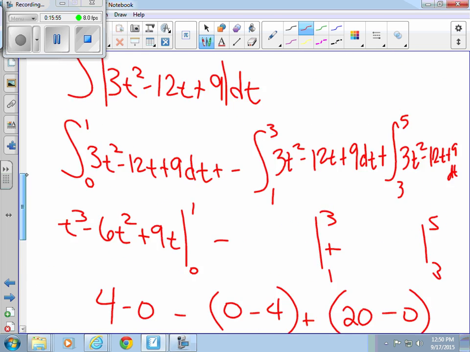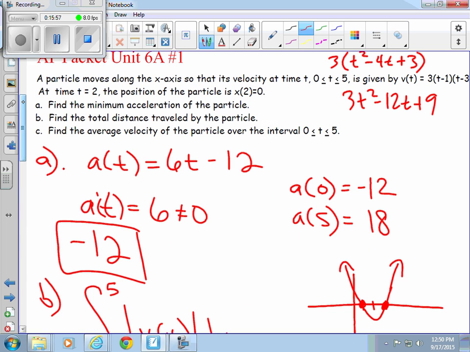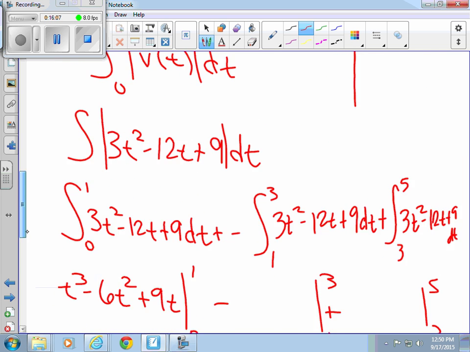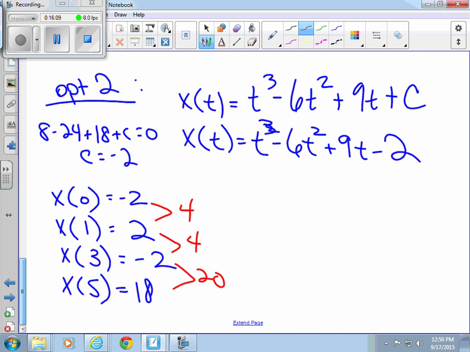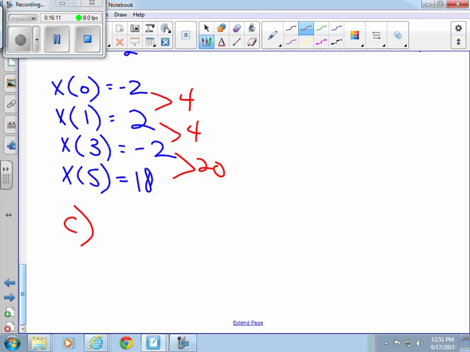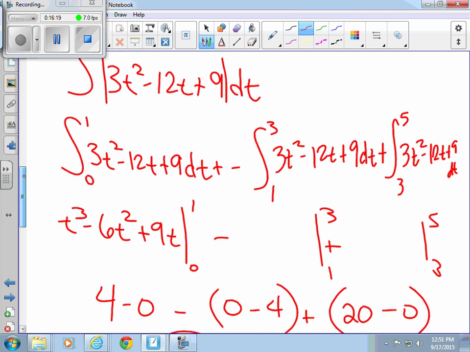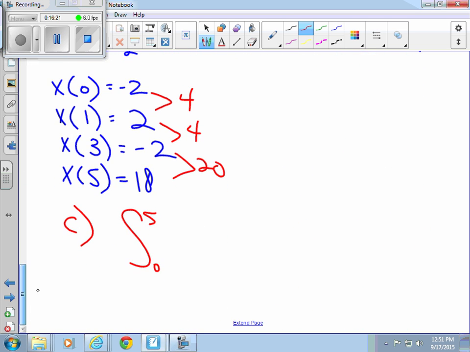Okay, part C. Find the average velocity. We are given velocity. How do we find average velocity? The average value of the function. So I'm going to do the integral from 0 to 5 of the velocity function. What was that original? 3t squared minus 12t plus 9.